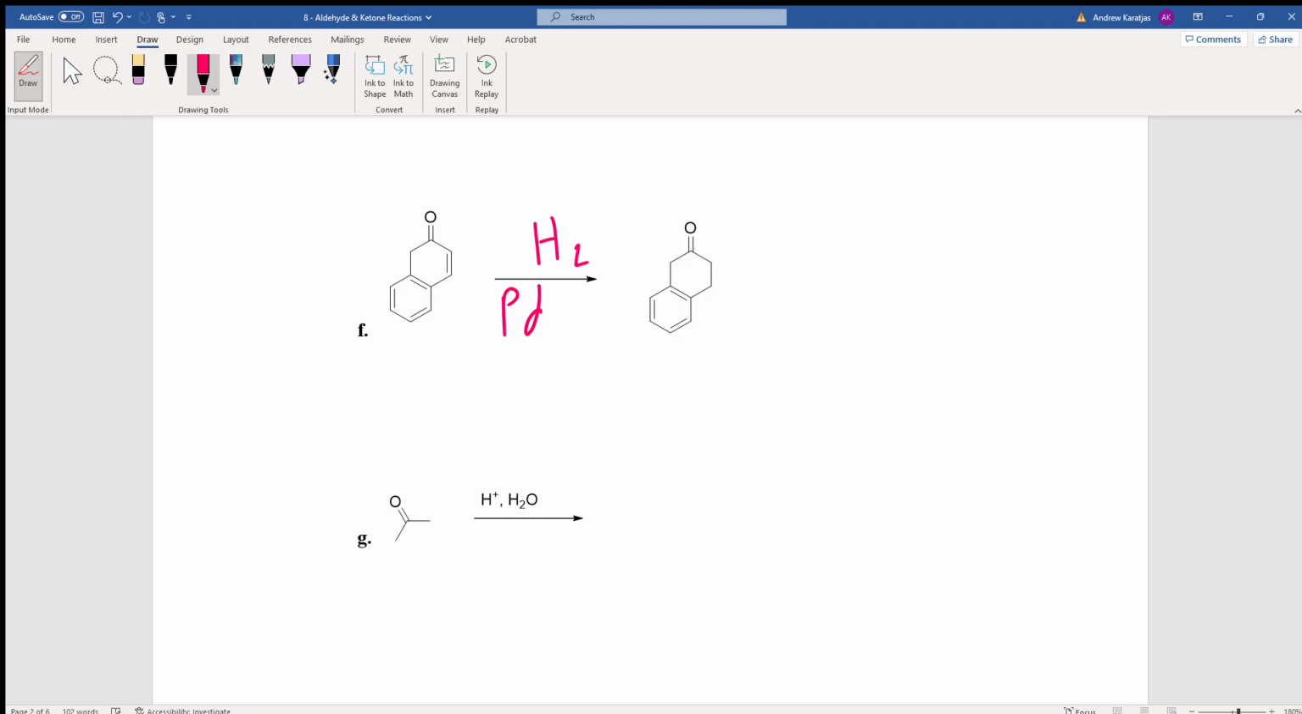So if we use hydrogenation conditions, as we learned in Organic 1, we can hydrogenate an alkene with hydrogen and palladium on carbon, and that alkene gets converted to the alkane. And finally, in part G, we have just the addition of acid and water, and when added to a ketone or aldehyde, that forms the hydrate.